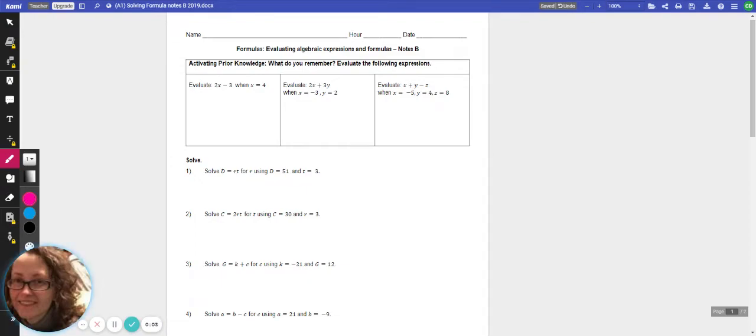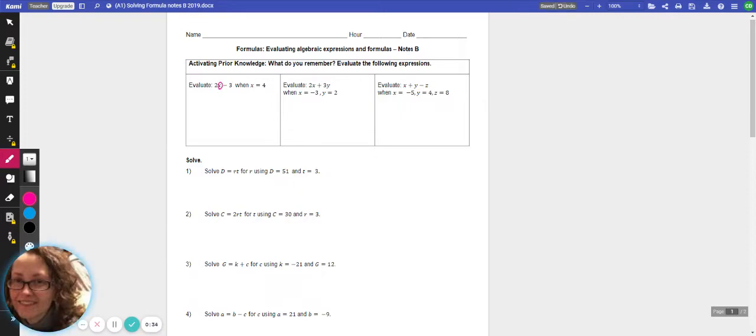Class. Today we are going to be evaluating expressions. When we are evaluating expressions, unlike when we were rearranging our formulas, we are going to end up with a single answer, as long as they give us all of the inputs that we need, which we will see in this section.